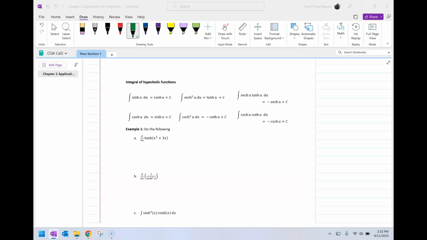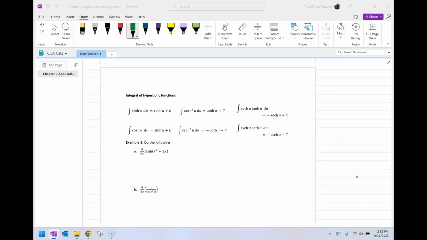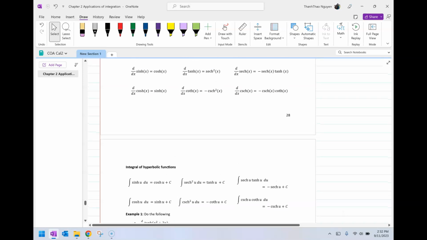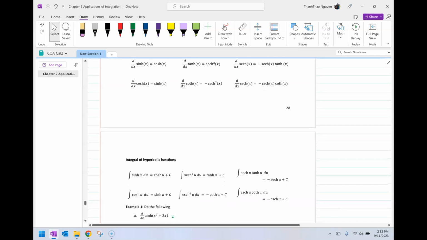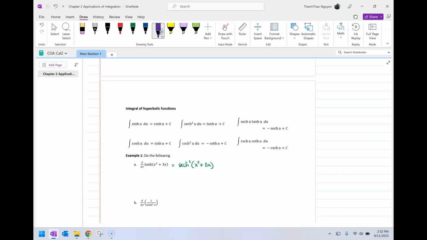Here we want to find the derivative of hyperbolic tangent of x squared plus 3x. So we first have to apply the derivative of hyperbolic tangent, and we then have to do the chain rule, right? The derivative of hyperbolic tangent equals the hyperbolic secant squared, so sech squared of x squared plus 3x. Then we apply the chain rule. We take the derivative of x squared to get 2x, and the derivative of 3x gets 3.